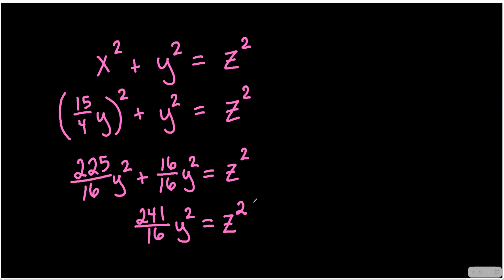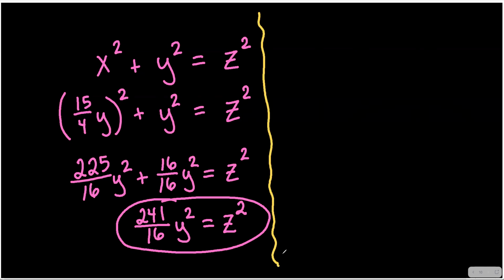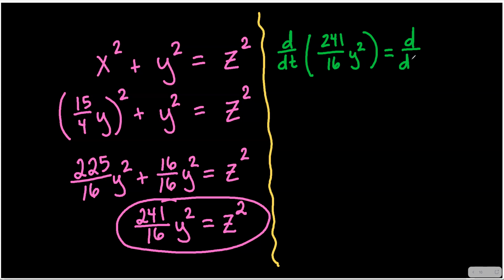Okay, so what we're really looking at then is, can I take the first derivative of this piece right here and try and solve our problem? Now, there are other ways to do this problem. This is just one approach that I think is probably more appealing to most people. So I'm going to take the first derivative with respect to time of 241/16 y squared. And I'm going to do the same thing on the other side: the first derivative with respect to time of z squared.